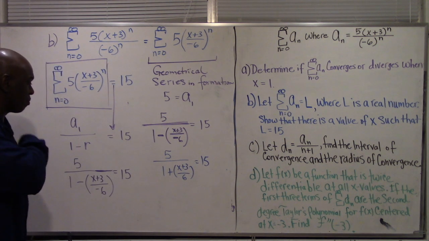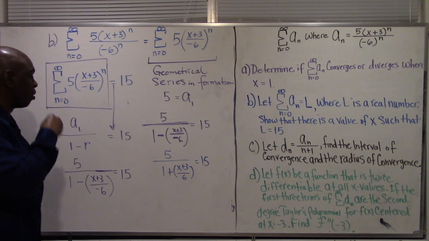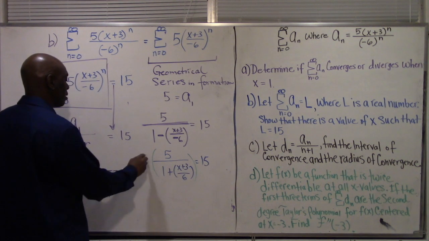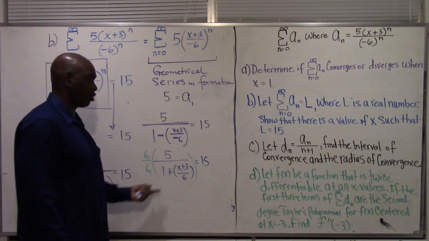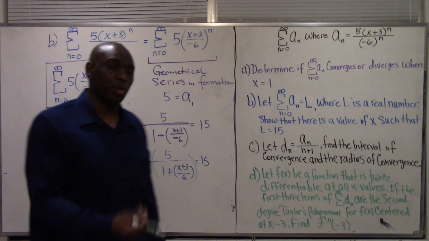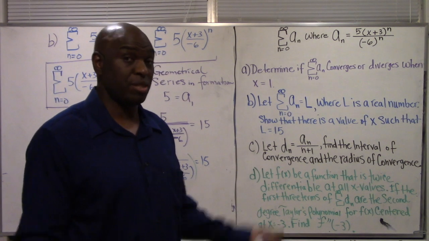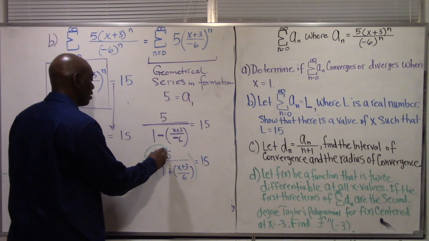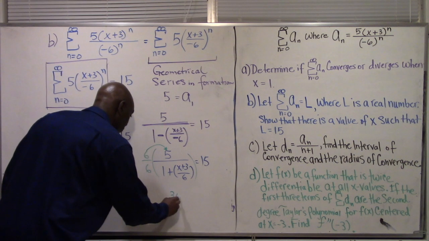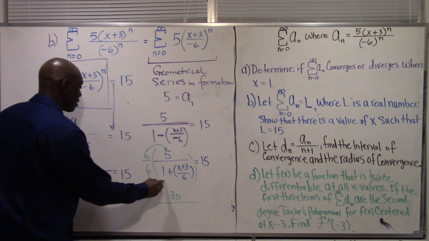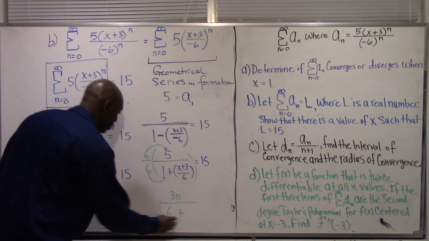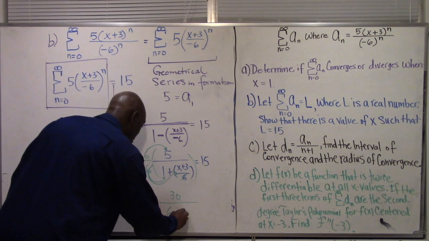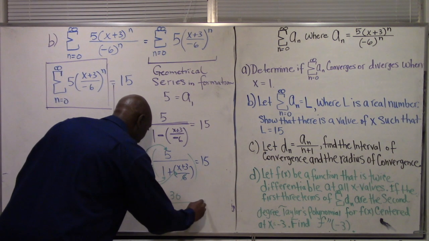Then what I'm going to do, I'm going to multiply top and bottom right here, just times 1. 6 over 6. 1 is what we call the multiplicative identity. Multiply by 1, nothing changes, right? So if I do that, I'm going to get 5 times 6, which is going to be 30, over 6 times 1 is 6 plus. And then when I multiply 6 right here, the 6's cancel out. So I'm going to have x plus 3. And that equals 15.